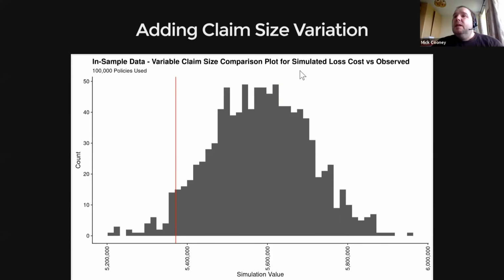For now, like I said before, we're going to bring the gamma distribution back in. So do you remember I said for the first pass we were just going to use a fixed amount? Now we're going to add in variable costs, so we're going to use that gamma distribution.